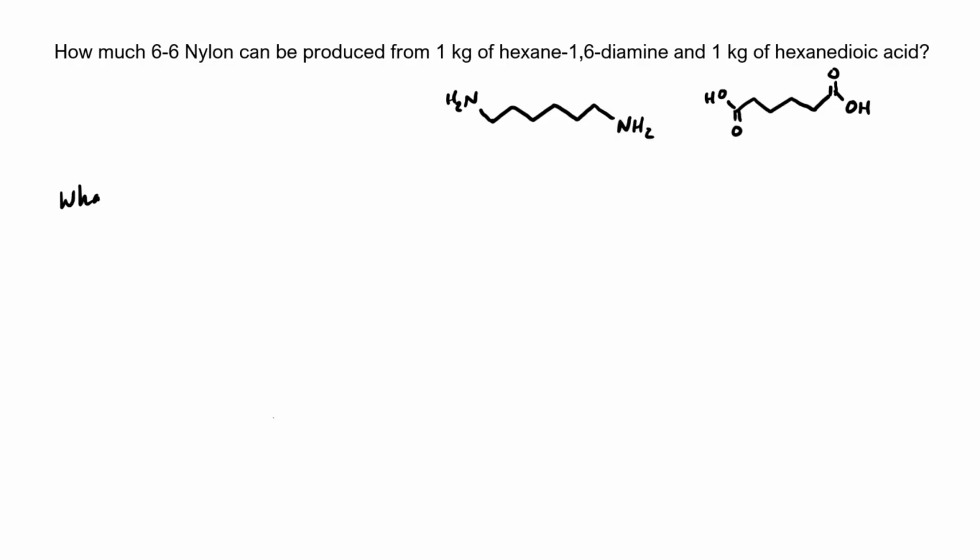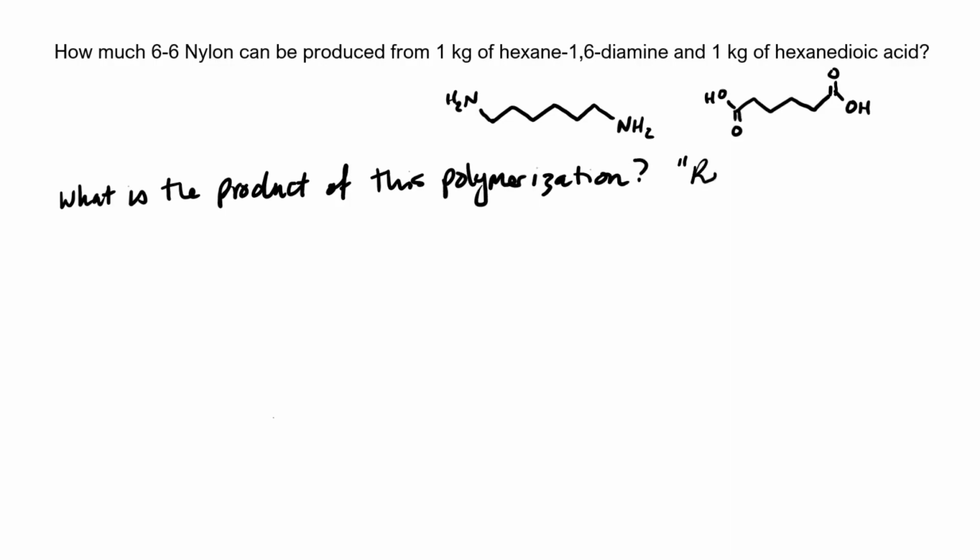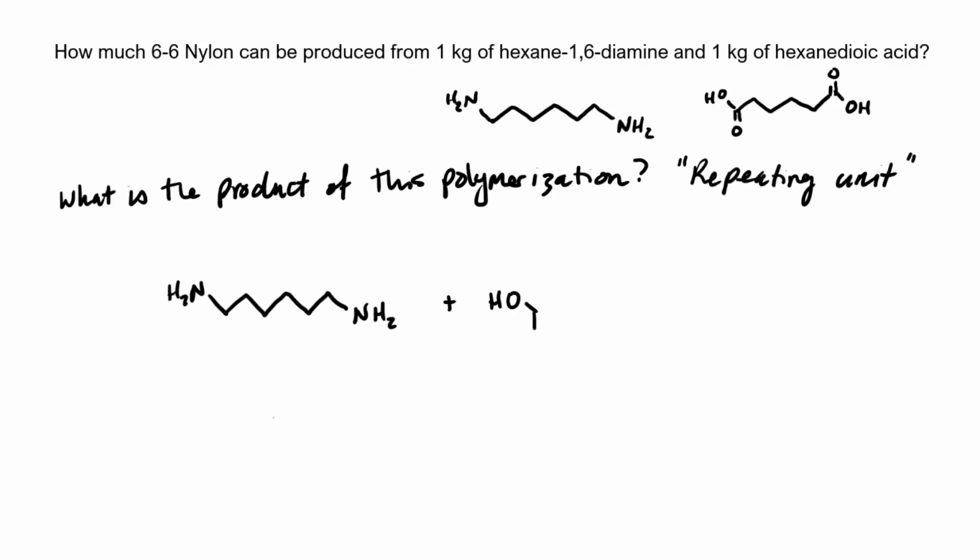But speaking of the product, how are we going to find what the product is of a polymer, not just of these two molecules combined? What is the product of polymerization? This is what we call a repeating unit. It's the smallest unit inside the polymer that has all the atoms that repeats again and again and again throughout the length of the chain. So we know it's made out of our two reactants, so let's start there with our hexane 1,6-diamine and hexanedioic acid.